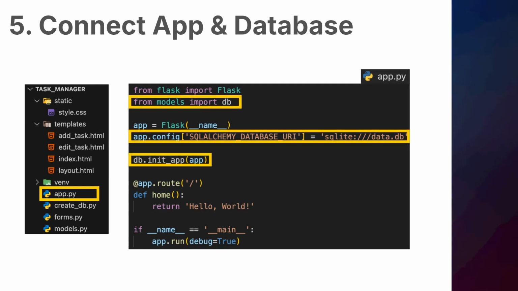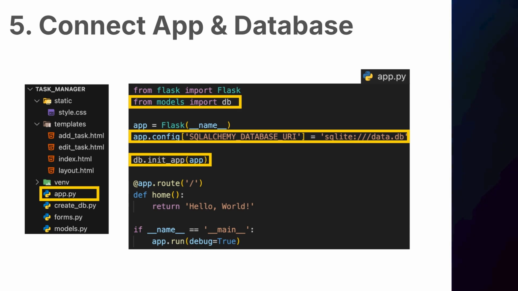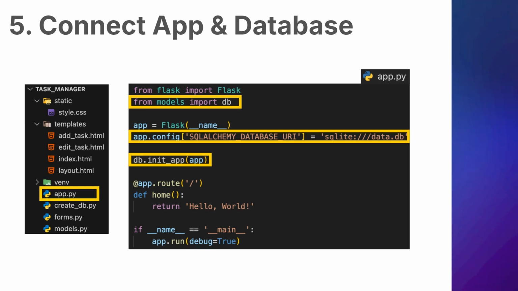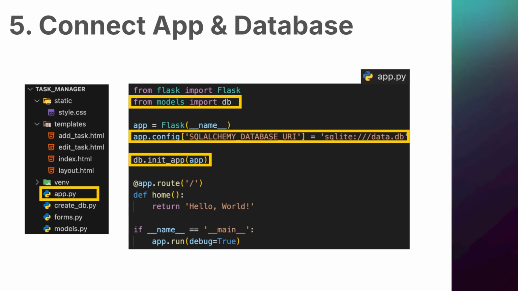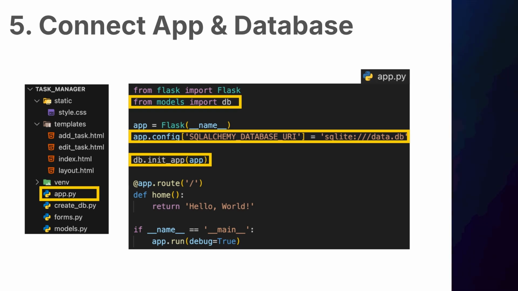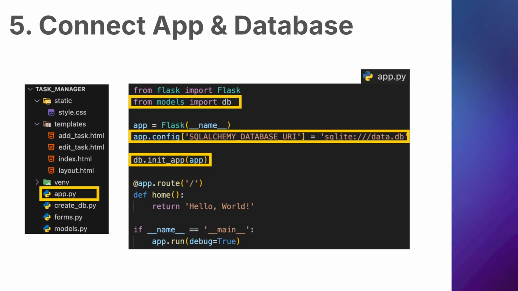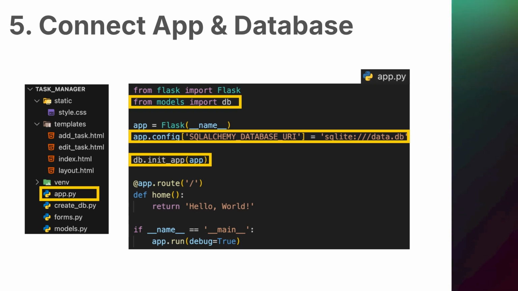First, import the db object from the models Python file. The second part means use SQLite and save the database file as data.db in your project folder. Then it initializes the database with the Flask app. init_app connects the db object from the models Python file to the app instance. Now your Flask application and the model we defined are connected.